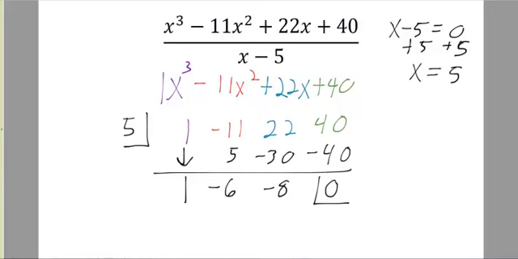And then when we write it out, we look at our exponent, take 1 away, so we have 1x squared minus 6x minus 8. And that is how you do synthetic division.